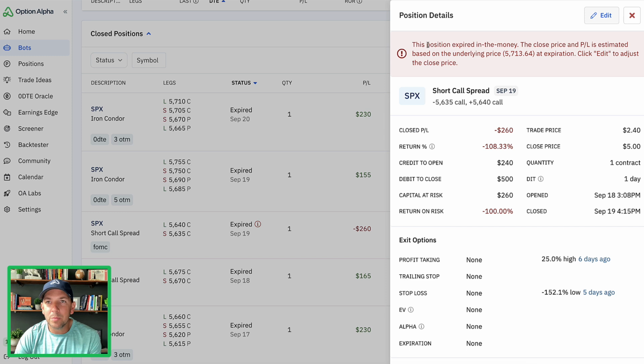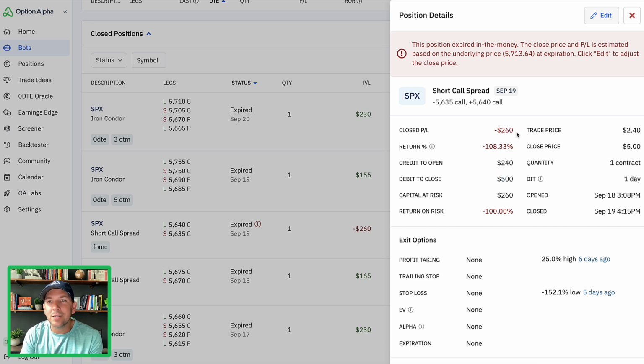And you can see the position expired in the money. The closing P&L was based on that underlying price at closing, right, which was $57.13. But look at where my position was for this particular trade here. It was $56.35 and $56.40. The stock closed at $57.13, or SPX closed at $57.13, so well above where my short call strikes were. So this actually just closed at a full debit close of $500, which means that we lost net $260.